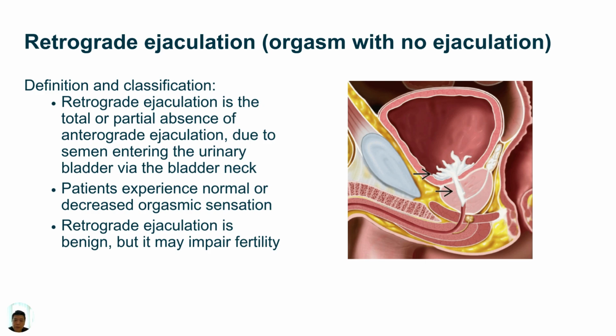So retrograde ejaculation is quite common, which means it is the total or partial absence of antegrade ejaculation due to semen entering the urinary bladder via the bladder neck. The patients may experience normal or decreased orgasmic sensation. While retrograde ejaculation is benign, it may impair fertility.